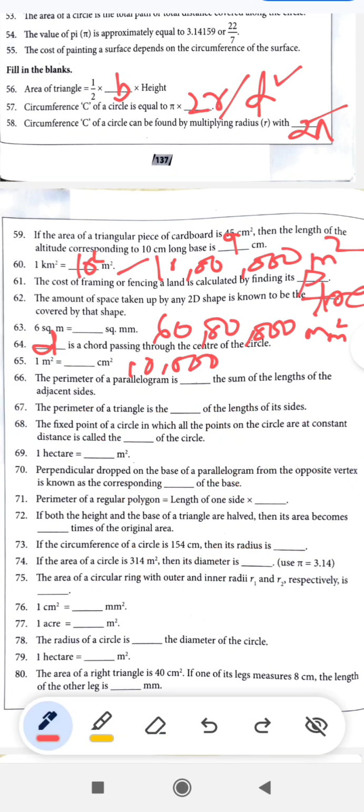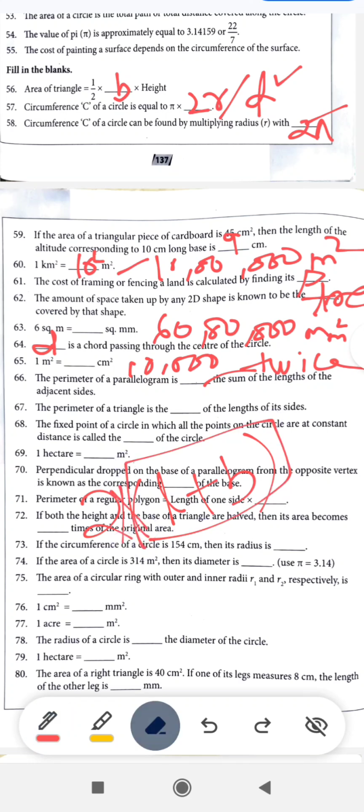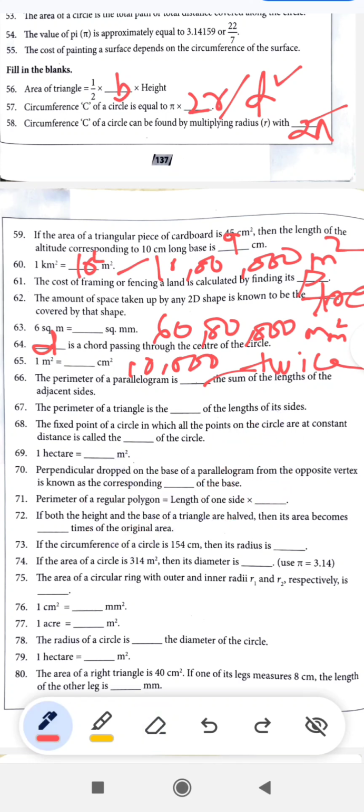Now the next question: the perimeter of a parallelogram is dash the sum of the lengths of the adjacent sides. Sum of the lengths means length and breadth. Twice actually we are supposed to write. So here the answer is twice, T-W-I-C-E. Because we know that the perimeter is 2 into length plus breadth, and the sum of length plus breadth is already given, so it is twice. Now the next question: the perimeter of a triangle is the dash of the length of its sides.